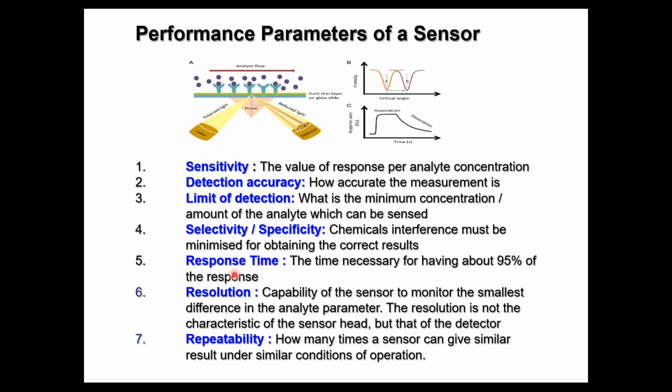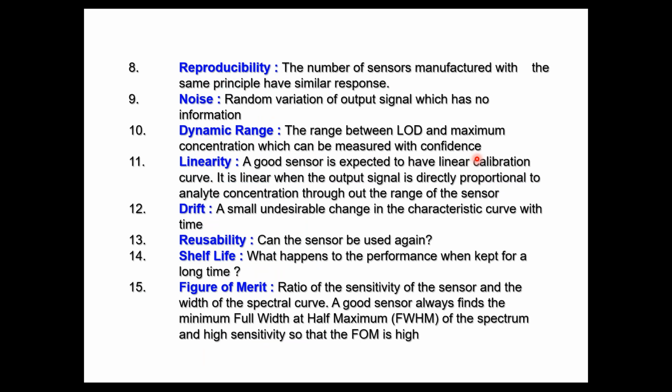The noise, you are very much familiar with: the random variation in the output signal, which has no information. Dynamic range: between the limit of detection and the maximum concentration which can be measured with confidence. So you have a minimum value and a maximum value in this particular case, and that range is the dynamic range. Linearity: a good sensor is expected to have a linear calibration curve. It is linear when the output signal is directly proportional to analyte concentration throughout the range of the sensor.